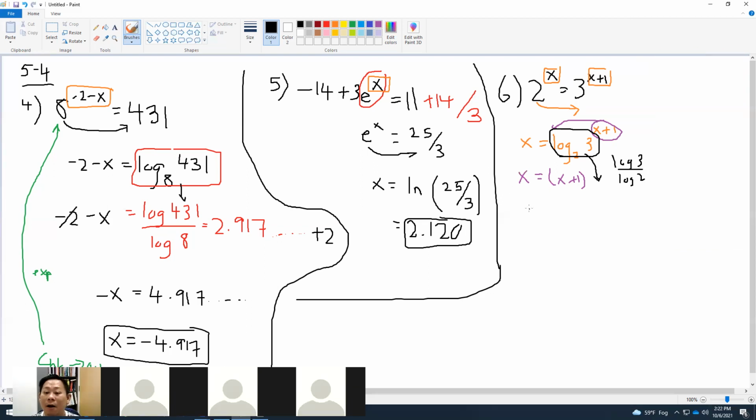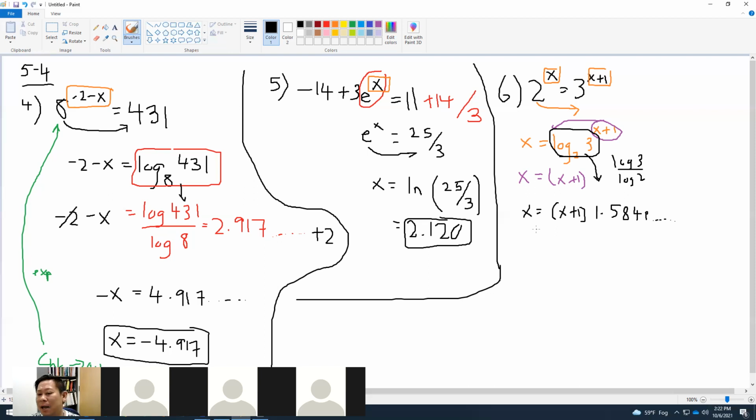1.585. Now this one you cannot round. You have to use a lot of decimals, because that is not your final answer. 1.5849... Okay. So this is the change of base. So now this is back to our regular equations.